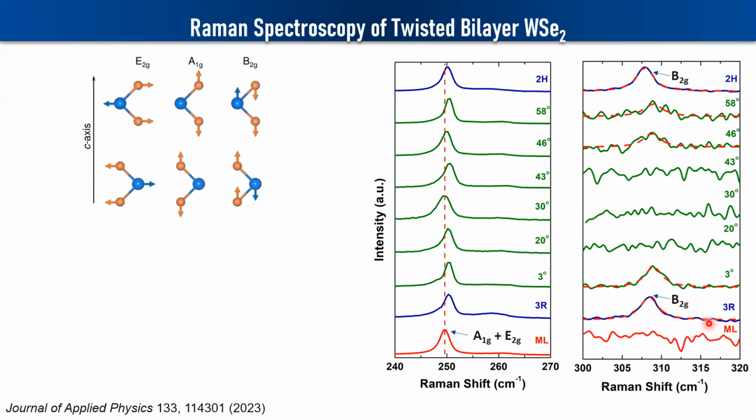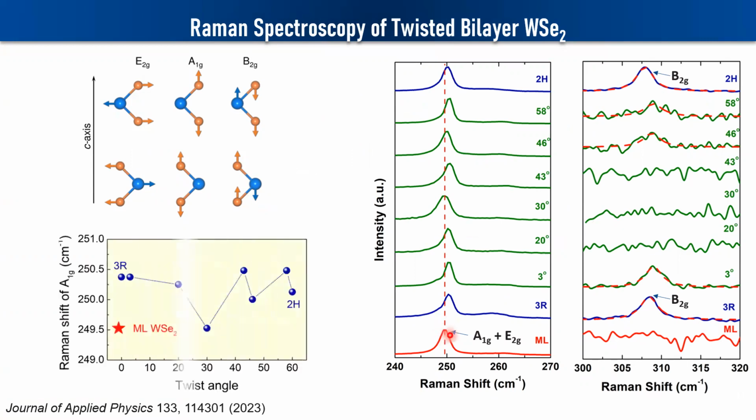We have carried out Raman studies on these twisted bilayer WSe2. This is the Raman spectrum for the monolayer, and this is the position of the A1g peak. As you change the angle, you can see a shift in the position of the A1g peak. This is 3R and this is 2H. If you plot this Raman shift, you see that close to an angle of 30 degrees, this peak exactly coincides with the peak of the monolayer.